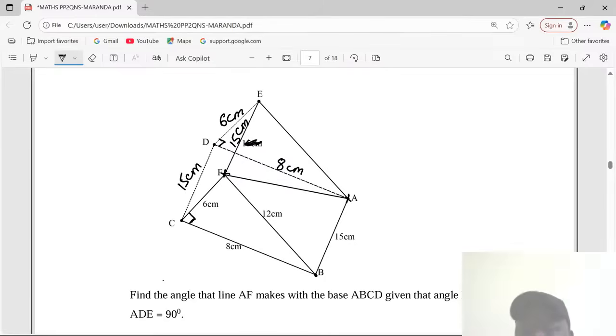I hope you can see the diagram yourselves from wherever you are. I just hope that you can see the diagram. Anyway, we have to continue.